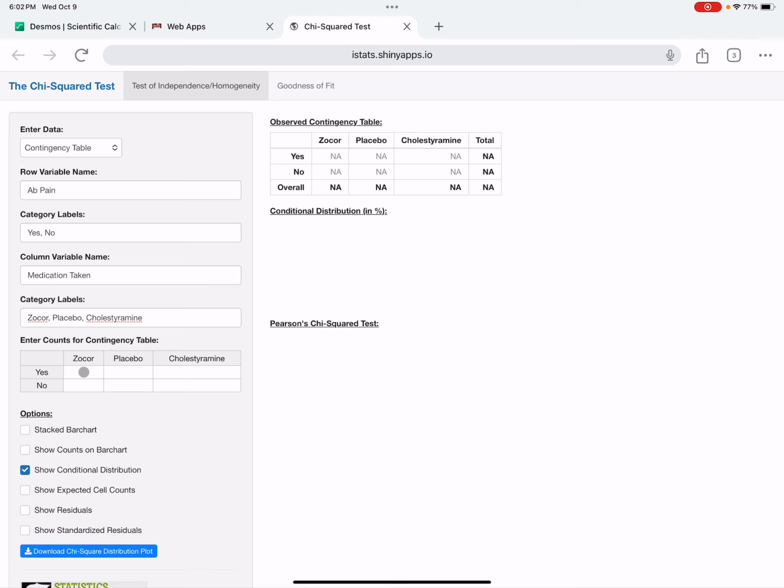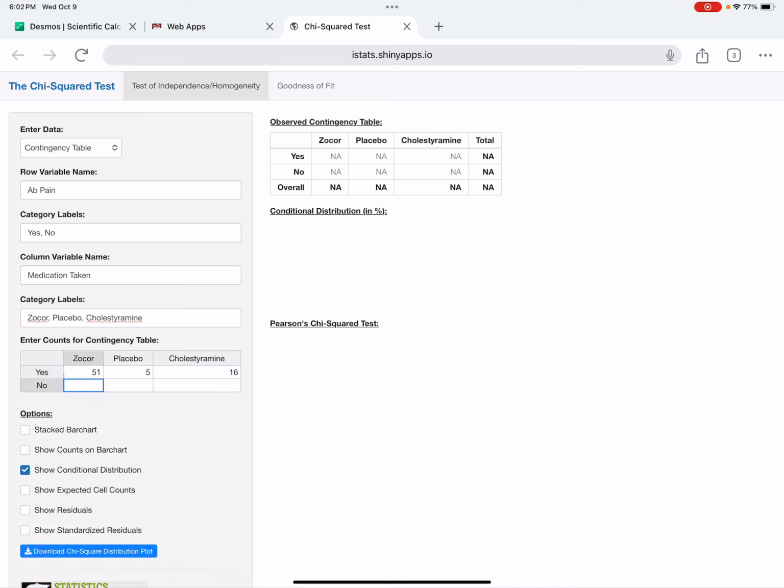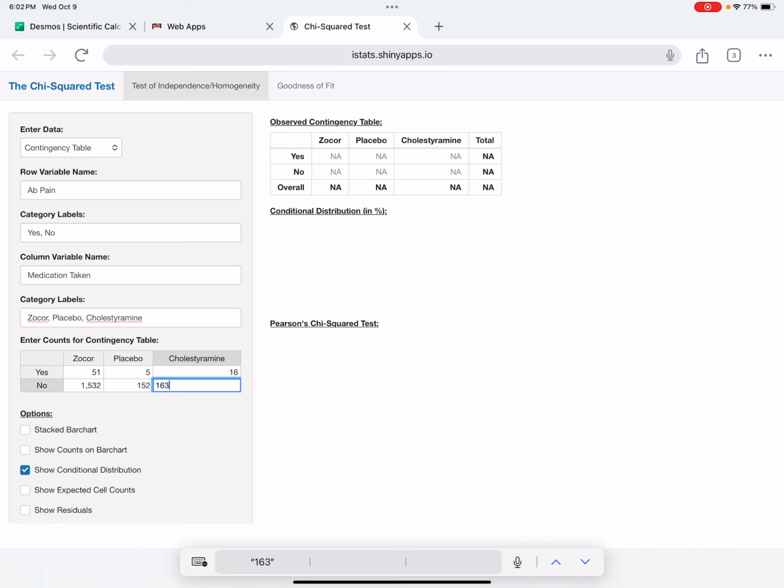So for Zocor, there were 51, 51 for the placebo, 5 for cholestyramine, 16 participants who experienced abdominal pain. For participants who did not experience abdominal pain, it was 1,532, so the vast majority. 152 in the placebo group, and 163 in the cholestyramine group.